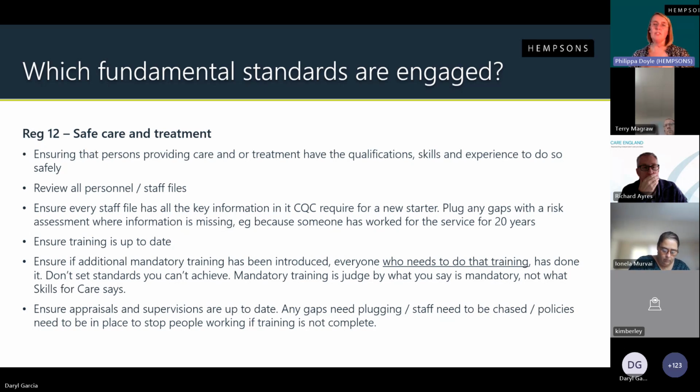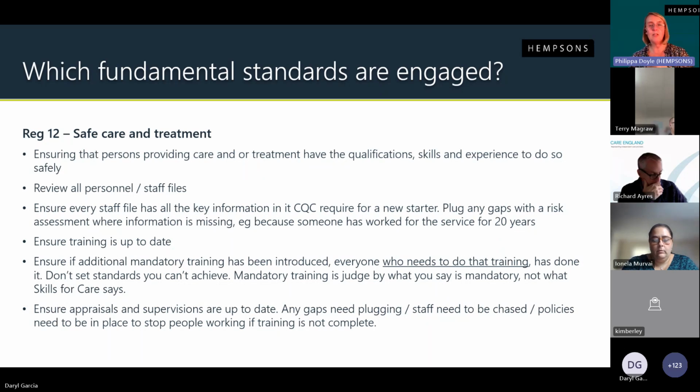Regulation 12 is the first one that jumps out at you, around safe care and treatment. It has a whole section around ensuring that the persons providing care or treatment have the qualifications, skills and experience to do so safely. So you can see where the quality statement links directly into the regulations in terms of what CQC are looking for. They'll review some of your personnel or staff files, so you need to make sure that every staff file has all the key information in it that CQC require for a new starter.